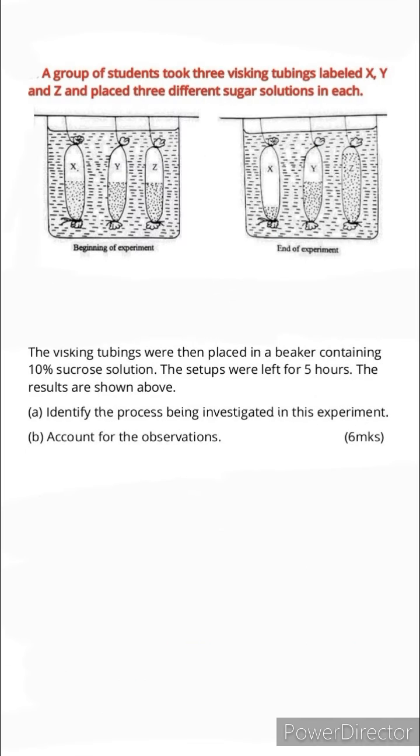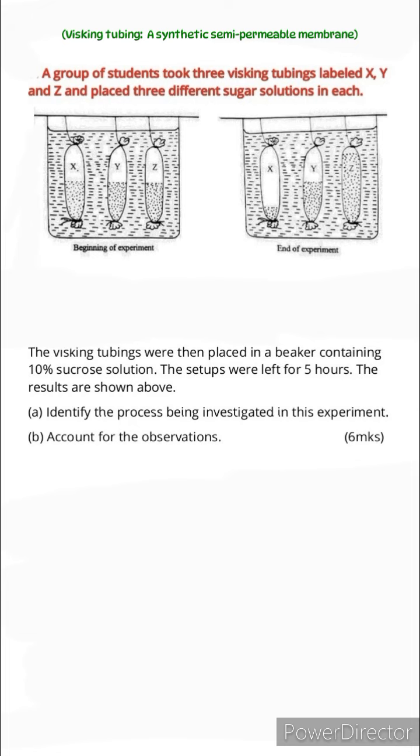Our next question: a group of students took 3 whisking tubings labeled X, Y, and Z and placed 3 different sugar solutions in each. So there we have our whisking tubings with different sugar solutions in each. This simply means that each whisking tubing has a different concentration of sugar solution in it. The whisking tubings were then placed in a beaker containing 10% sucrose solution. The setups were left for 5 hours and the results are shown above.